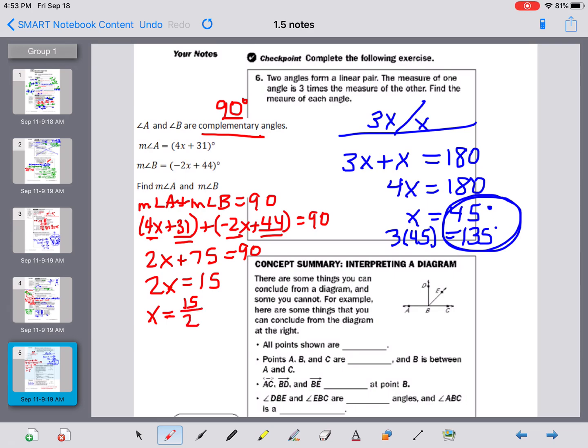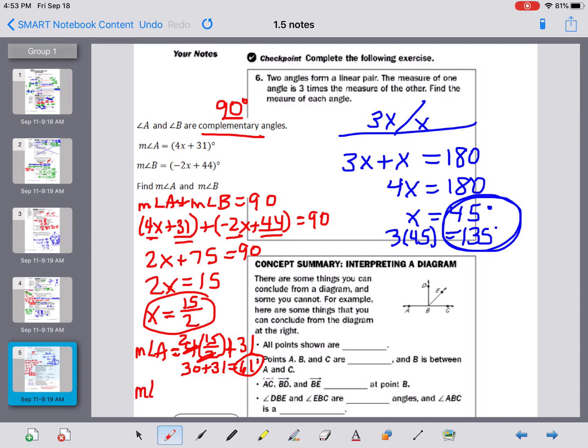Okay, the question didn't ask me for x, the question asked me for a and b. So let's go to measure of a. It was 4 times my x of 15 over 2 plus 31. I like this fraction because here, 2 cancels with 4, makes it 2. 2 times 15 is 30, plus 31 makes it 61. That math wasn't bad with the fraction there.